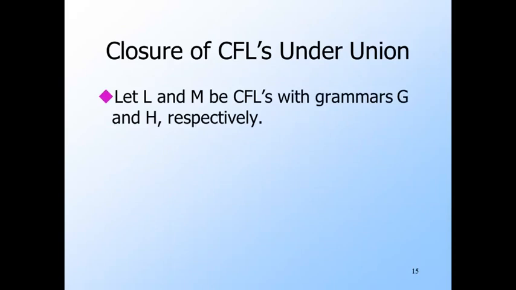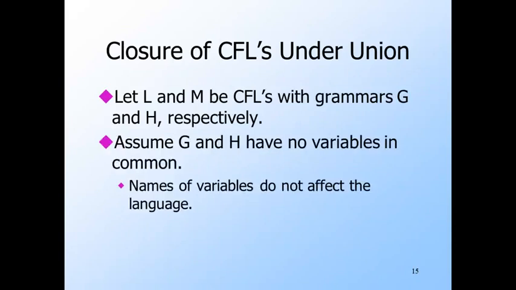Let L and M be context-free languages, and let them have grammars G and H respectively. We need to rename variables of one of these grammars so no variable is used in both G and H. The names of the variables don't matter, so we can always do this. The reason it is so important is that we're going to throw the productions from G and H into one pile, and if they had variables in common, we could accidentally use a production from G on a variable from H or vice versa.